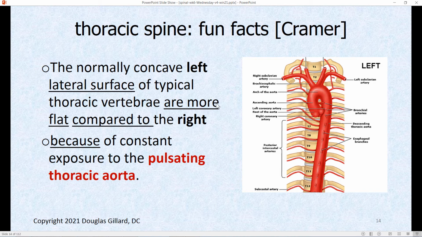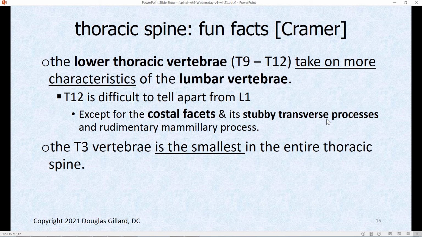Normally, the lateral surfaces of all vertebrae are somewhat concave. But on the left side of thoracic vertebrae, they're pretty straight. There's not much concavity to them. And why is that? It's because the abdominal aorta is pulsatile from systole. It shoots a huge blast of blood out here, and it's sort of eroded the left lateral surface of the vertebral bodies because of that pulsatile aorta.